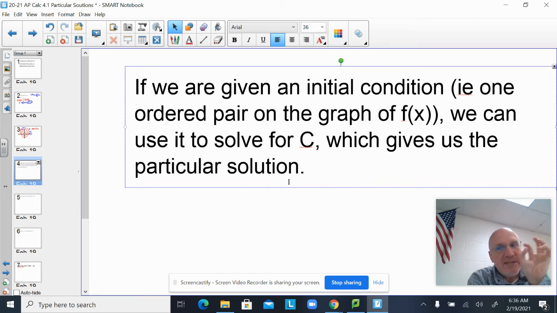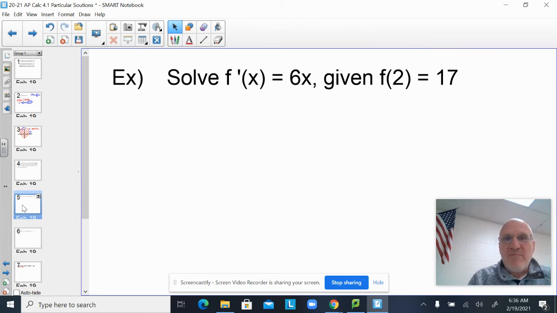So we're doing the same process as the other day. We're still finding antiderivatives, and there's going to be a plus c at the end. But after we get there, we're going to use the initial condition to solve for c. All I have left, I have 2 examples, then a short homework assignment. All right, it says solve f prime of x equals 6x, given f of 2 equals 17.